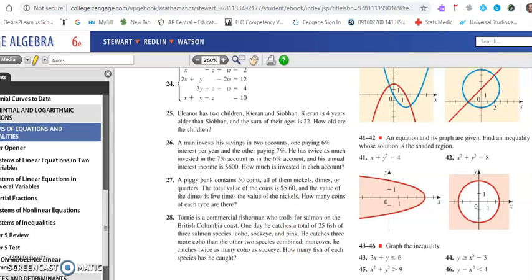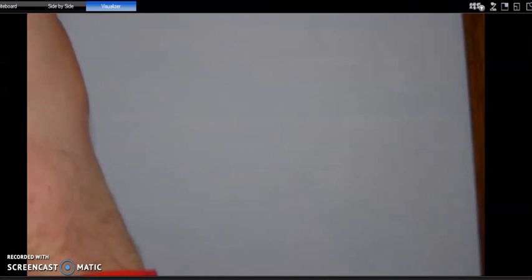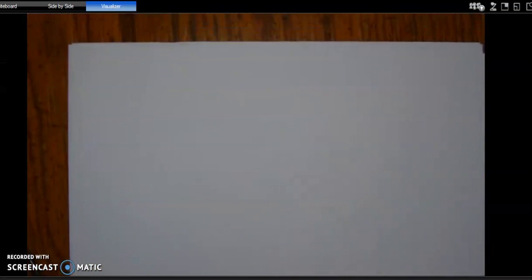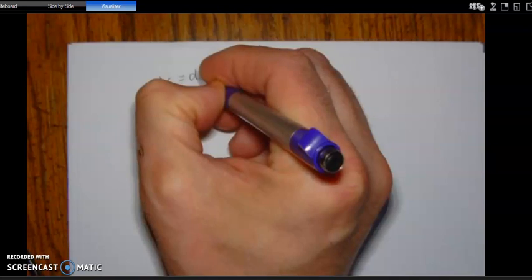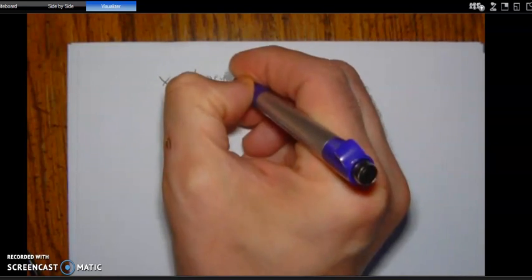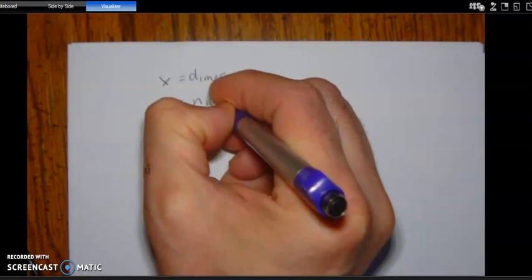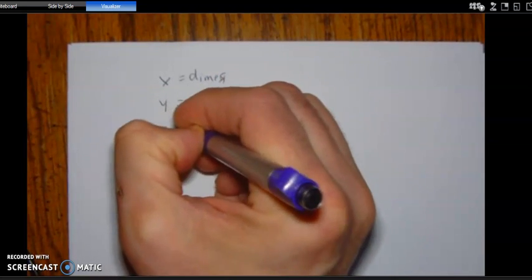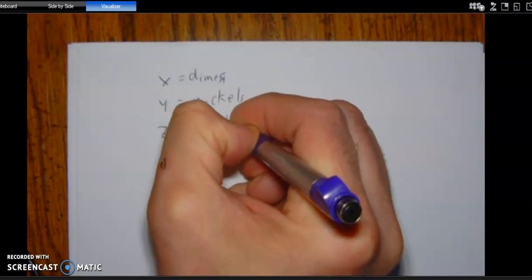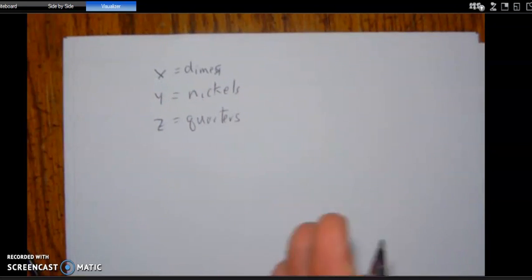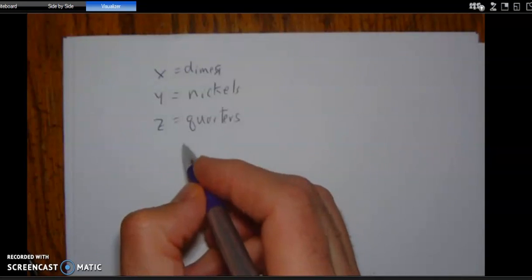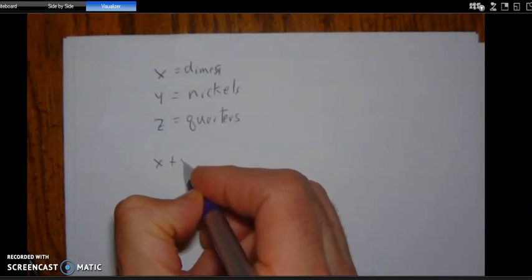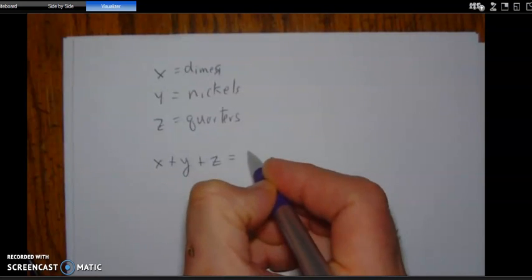So to solve this problem, we are going to establish three variables. We'll let x equal the number of dimes. We're going to let y equal the number of nickels, and we will let z equal the number of quarters. So I hope you've seen a pattern in this fourth iteration of word problems is that we try to define the variables first.